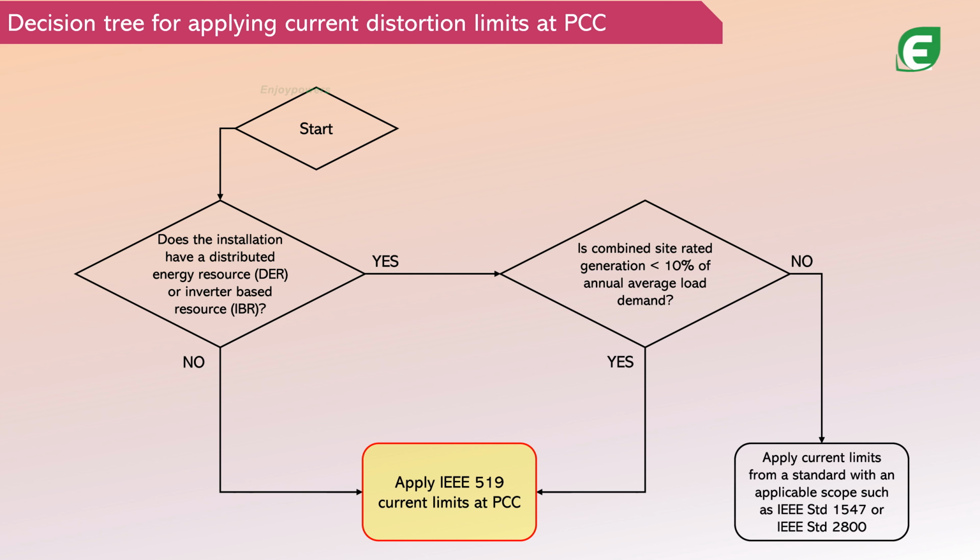The 2022 version scope is expanded to include inverter-based resource, IBR, and/or distributed energy resource, DER, installations, directing users to IEEE Std 1547 or IEEE Std 2800 for current distortion limits if the combined site-rated generation is greater than or equal to 10% of the annual average load demand. A decision tree, Figure 1 in the standard, is provided to determine whether IEEE Std 519 current limits apply at the PCC.